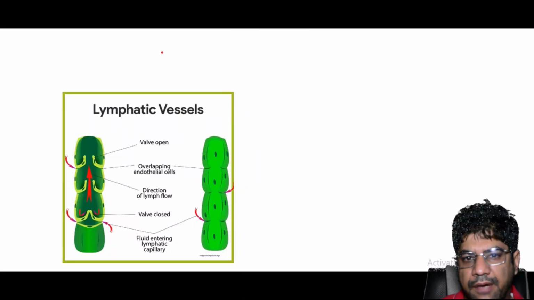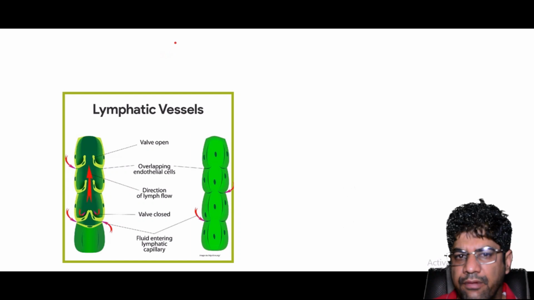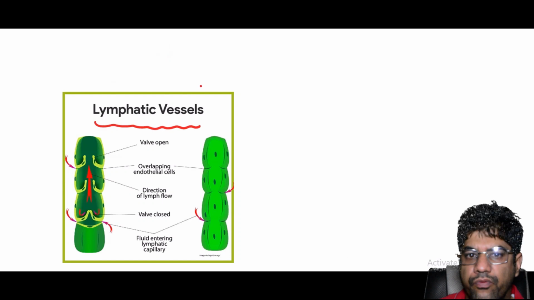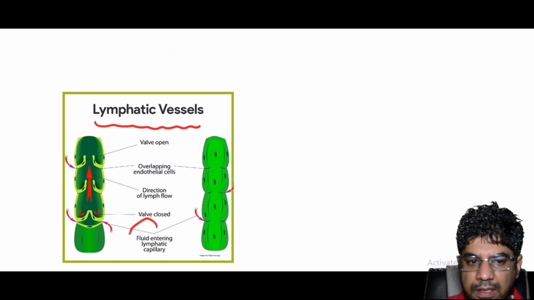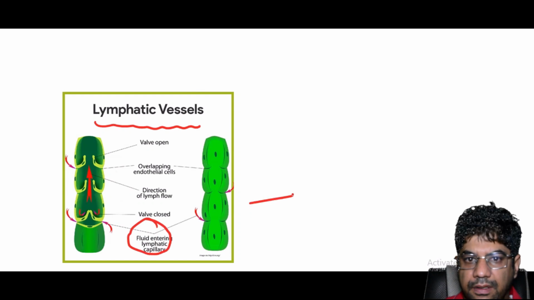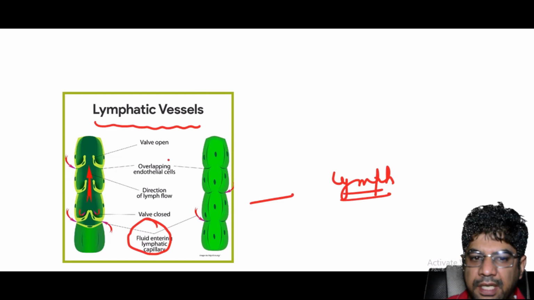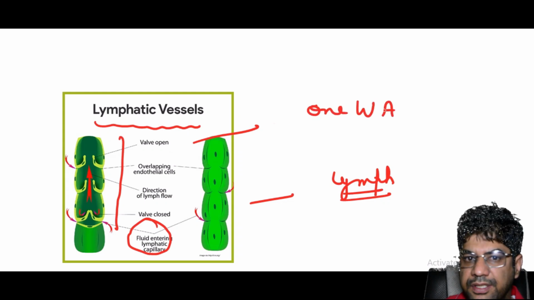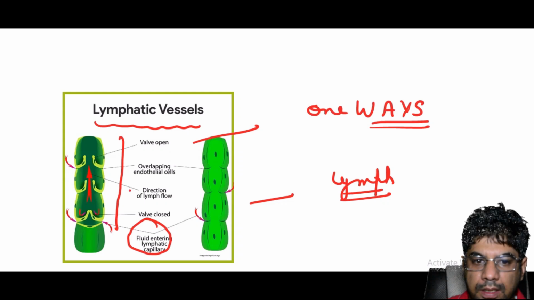So hello students, our today's topic is about the lymphatic system. First of all, the lymphatic system is a network of vessels through which a clear fluid flows that is known as the lymph. So remember, it is a one-way system that moves the lymph from the tissues toward the blood.